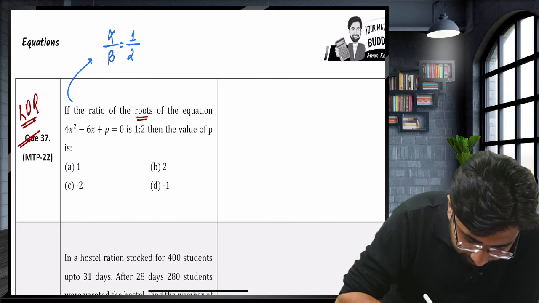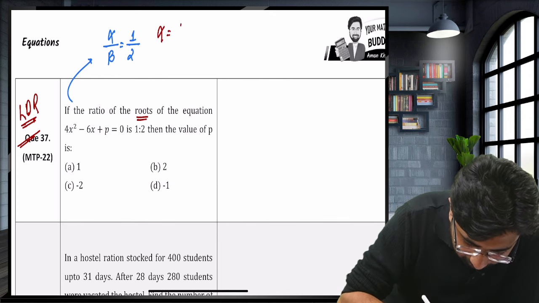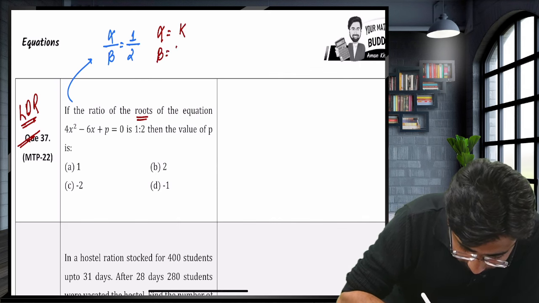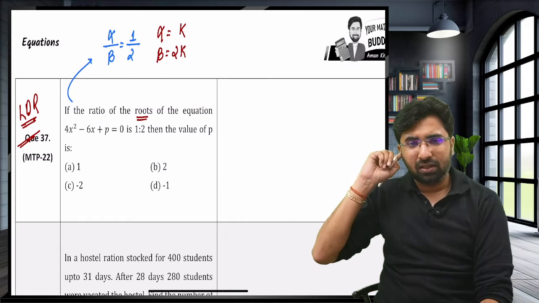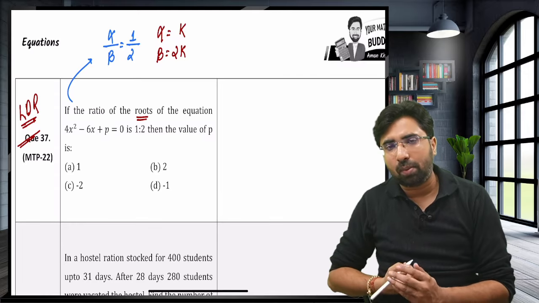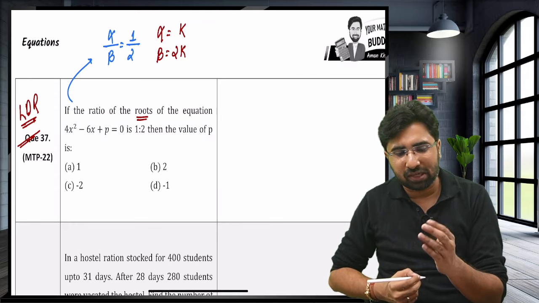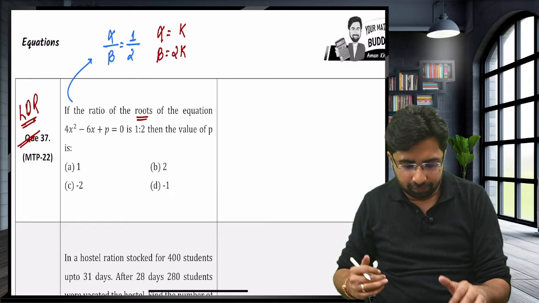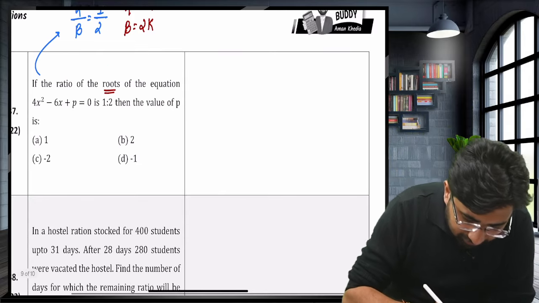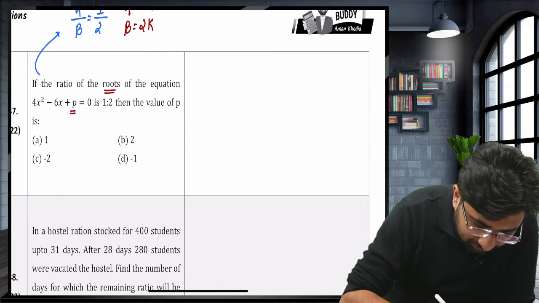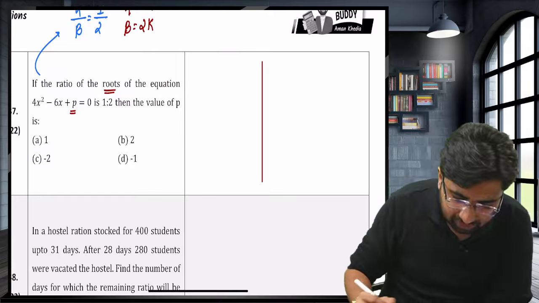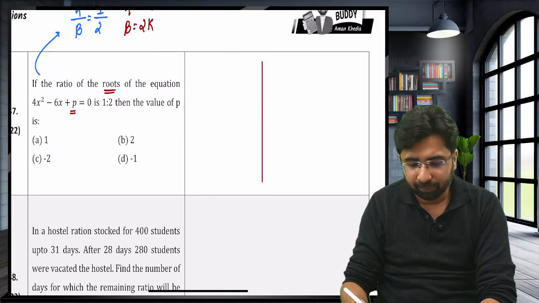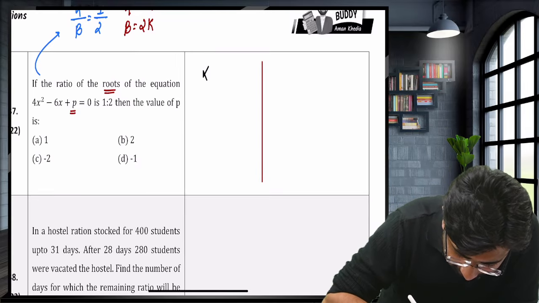Can I say, if they are in the ratio, alpha can be 1k and beta can be 2k. I don't know what the common factor is, the common ratio that must have been cancelled. Alpha is 1k, beta is 2k. Now, they are asking the value of P. Aman sir, the value of P is there in the place of C, so I will be using alpha into beta.